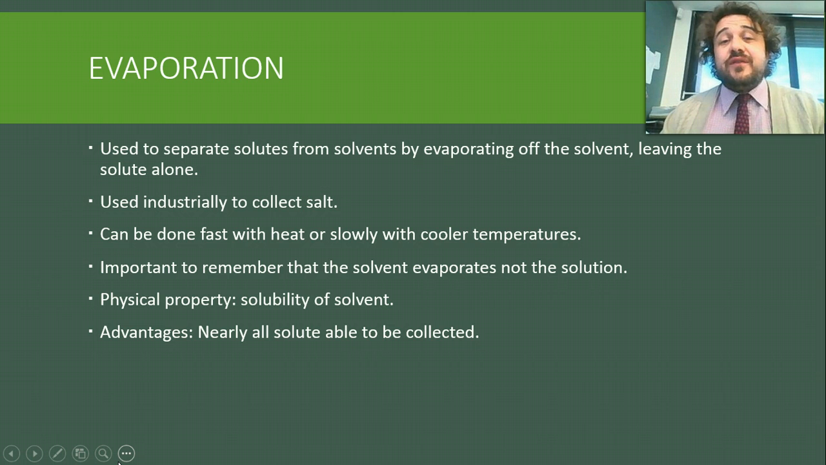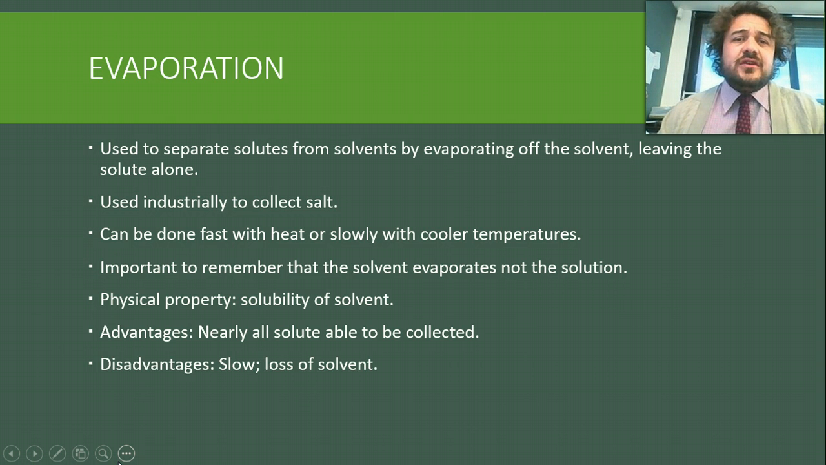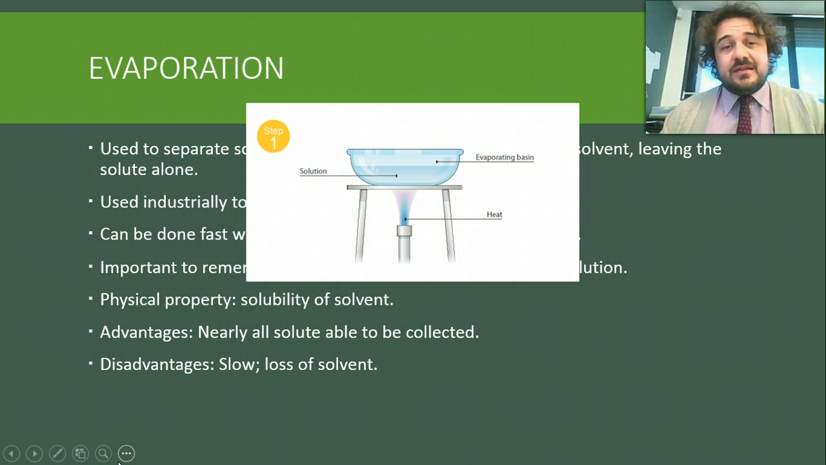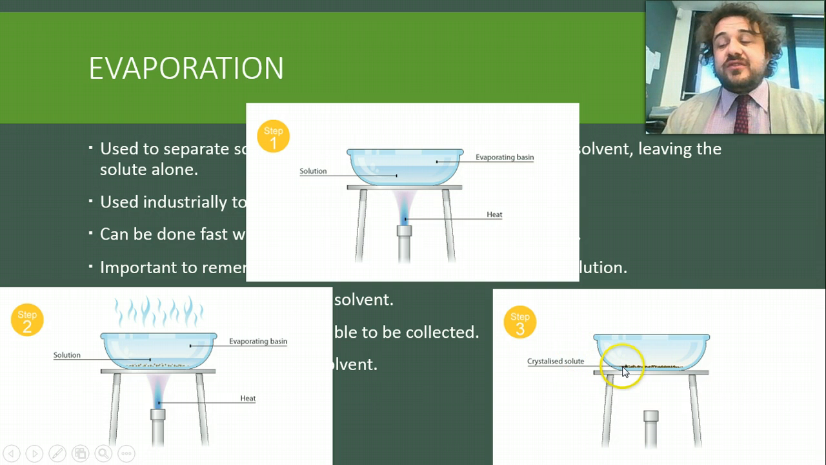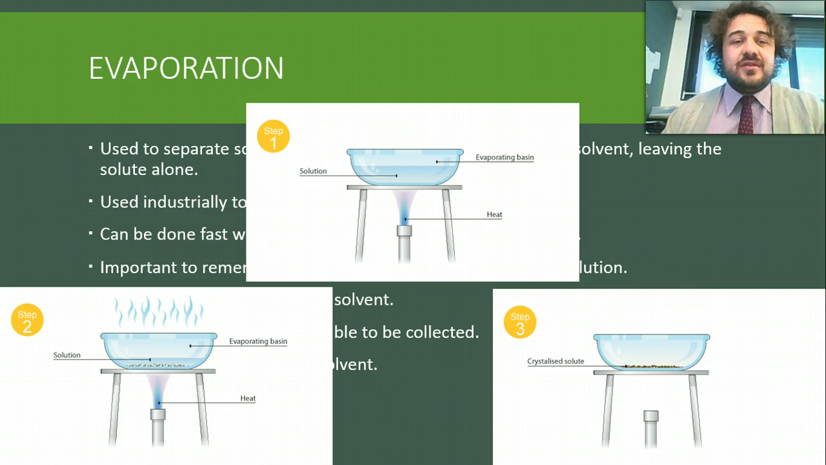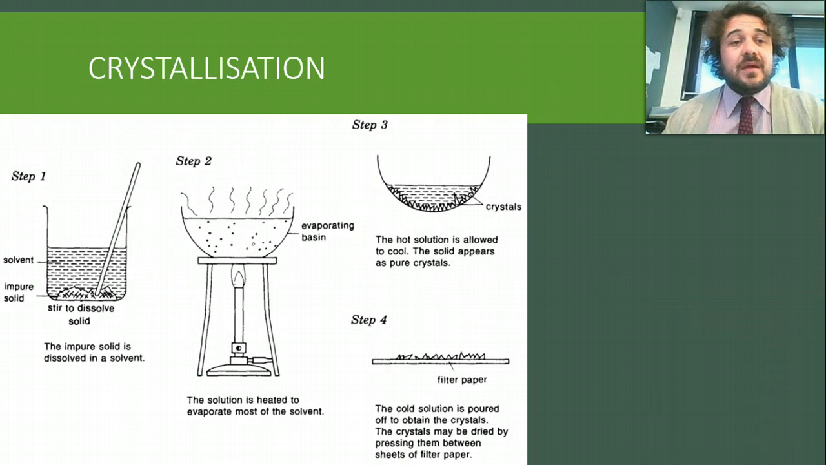All right. So the advantage of evaporation: nearly all the solute is able to be collected, so we can nearly get all of it. It's slow, and you lose the solvent. Those are the disadvantages. So let's have a look at a quick way to do it. First, this is the way we would do it in the lab. You can evaporate with ambient temperature, but this is to do it fast. So you've got your evaporating basin here, solution in there, and we apply heat. As we heat up, the solvent evaporates off and leaves us with the solute crystallized down below. So even in evaporation, we end up with crystals.